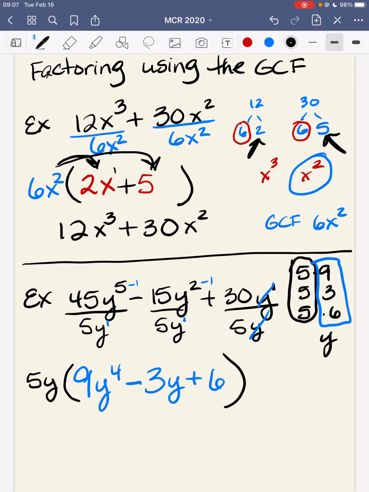Now, I want you to notice something. I kind of did this on purpose. This was not the greatest common factor, because if you go ahead and look back, you'll see that 9, 3, and 6 all have something else in common. I should have done a factor tree. That's okay. Don't panic. Okay?